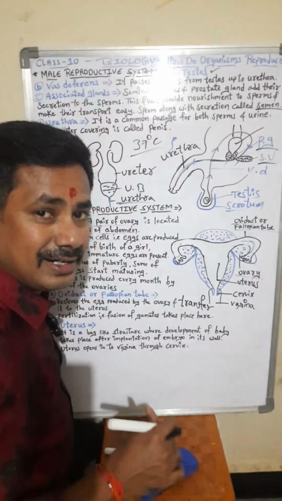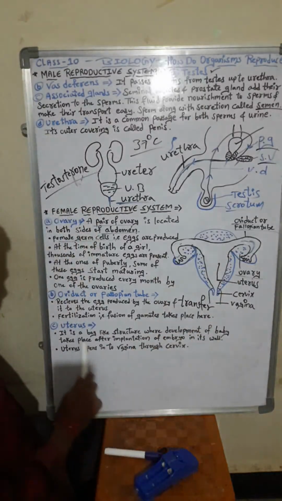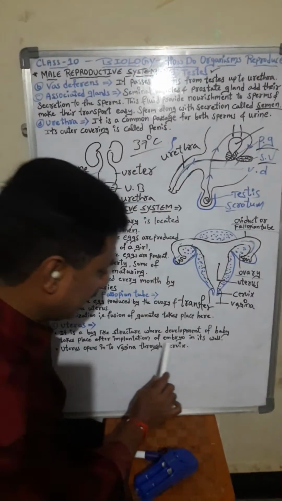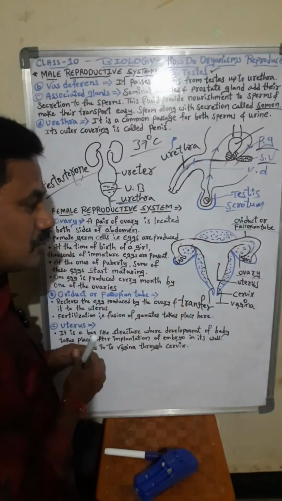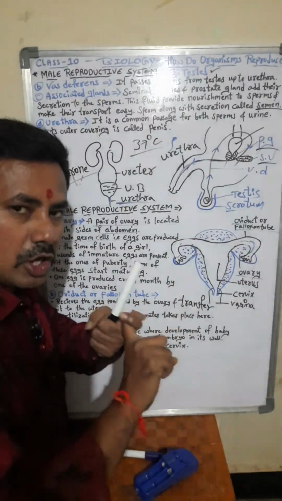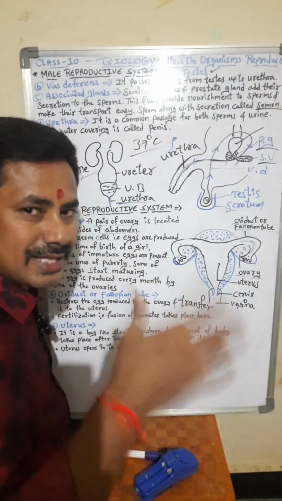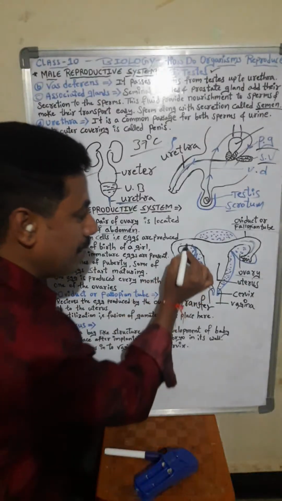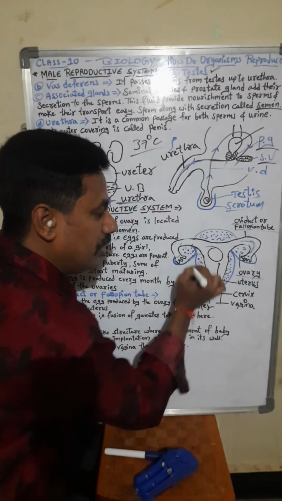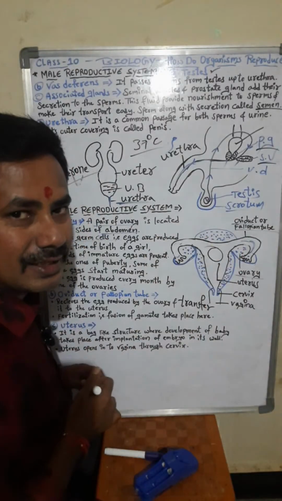Before the child development, the whole process takes place here, after implantation of the embryo in its wall. Embryo means what? After fusion of male and female gametes, fertilization takes place and a zygote will form. That zygote will develop, dividing into so many cells, and it forms an embryo. That embryo will plant here, implantation. It is coming and sitting here.